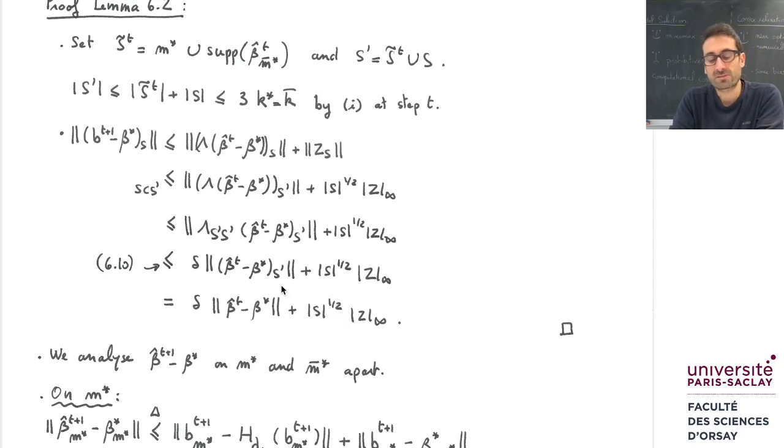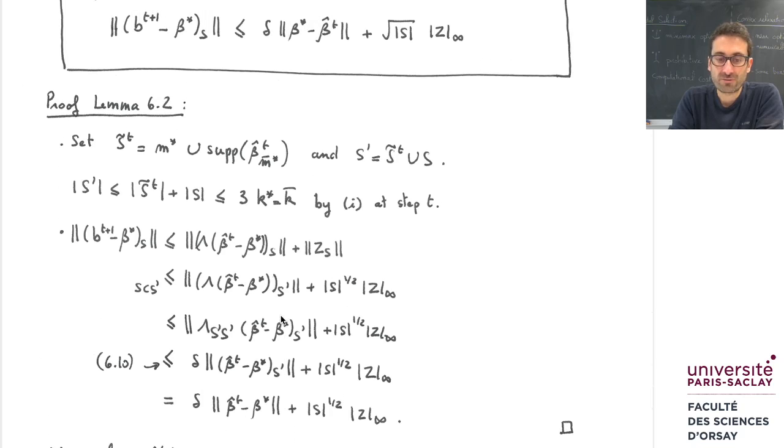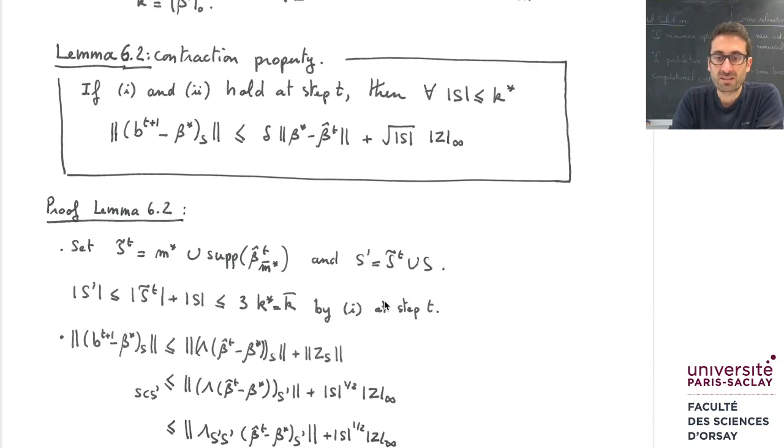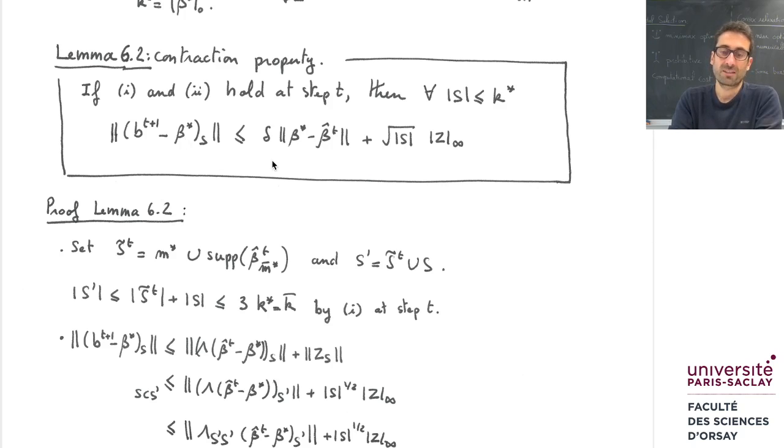And now you have the same argument as here. We just have to check that since the support of this is included in S prime, the norm of the vector restricted to S prime is the same as the norm of this vector, since outside of S prime, all the coefficients are 0. So this is why there is an equality. Okay, so you have proved that this is smaller than this, and this is exactly the statement of lemma 6.2. So we have proved this contraction property of the gradient step.